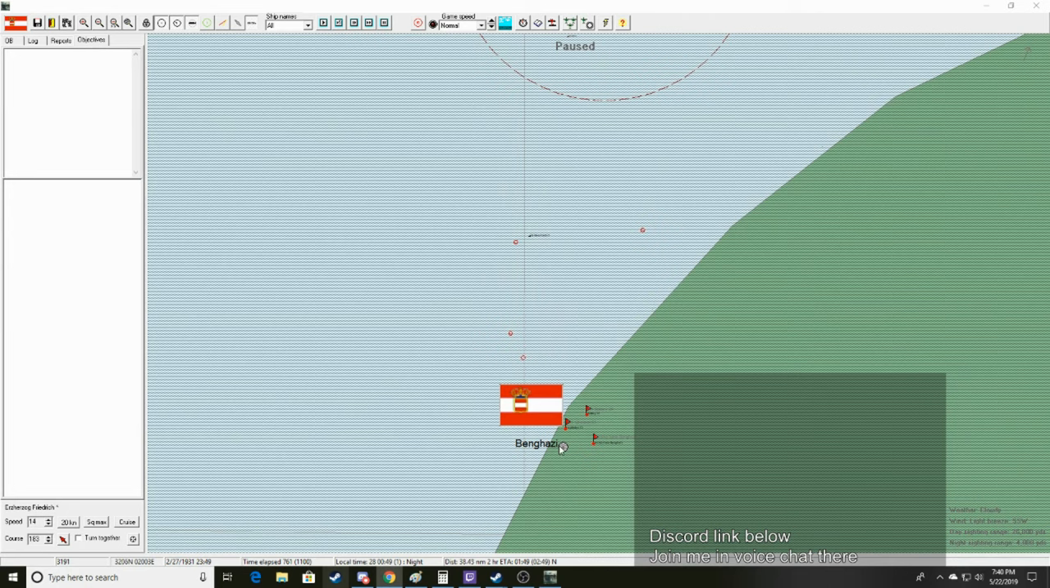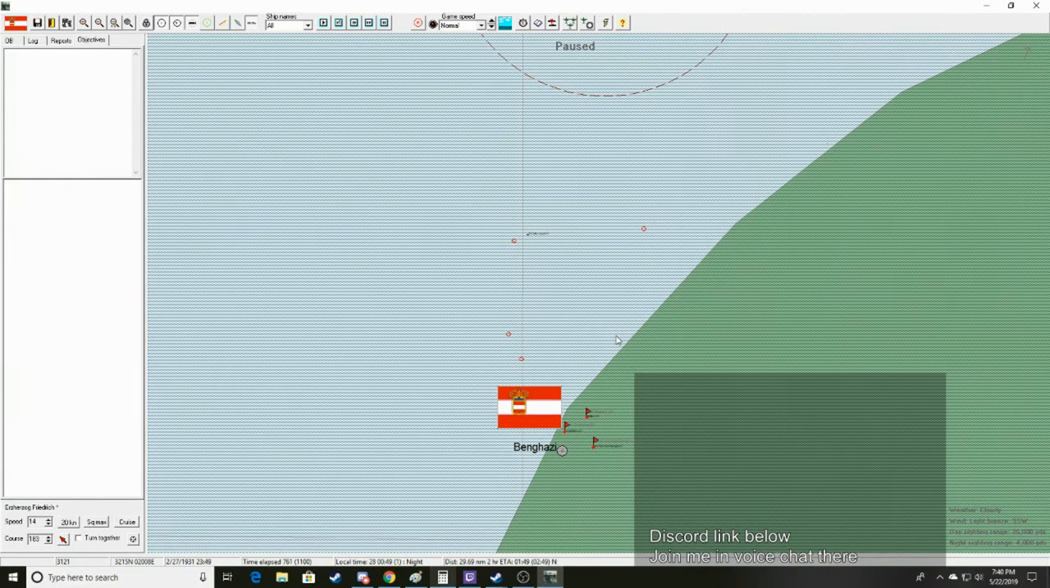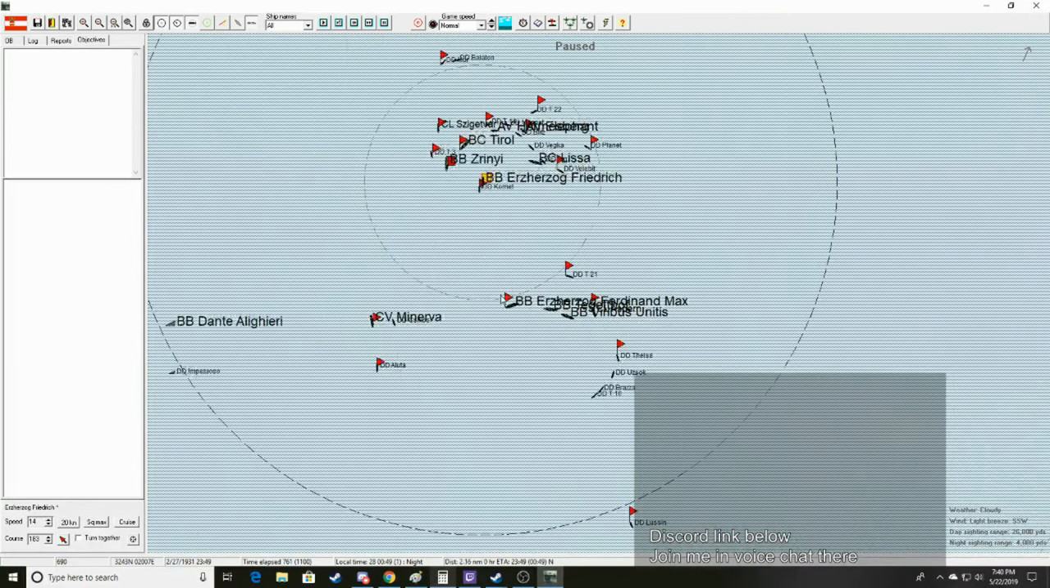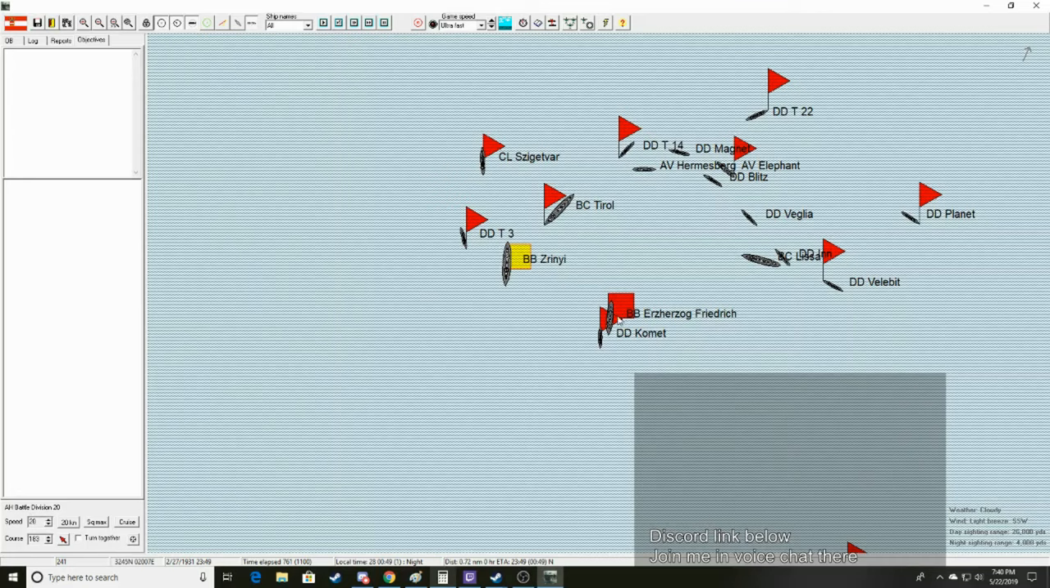So Benghazi is 38.45 nautical miles away. So that would take us, I would expect, 3.8 hours? Maybe about 3.7 hours. Let's do that. Okay, so 3.7 times 60 means that we need to survive for about 200 turns. Alright. So, Zrini... Oh, wait, no, we have it at 14 knots. It should be going at 10.